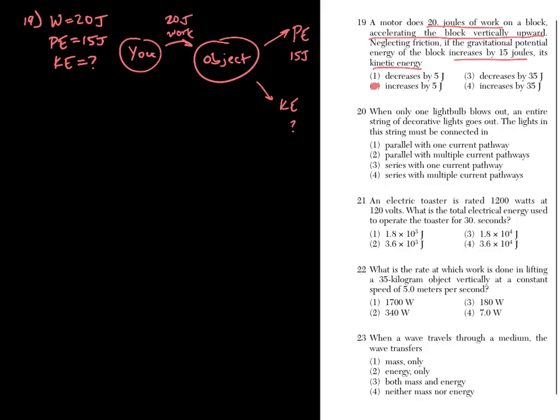Number 20. When only one light bulb blows out, the rest of the bulbs go out. The lights in the string must be connected in series because they all share the same pathway. That's the opposite in parallel. They're not dependent on each other in parallel, but in series they are. So that's why when one goes out, the rest of them do.